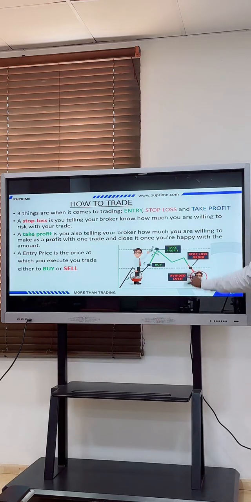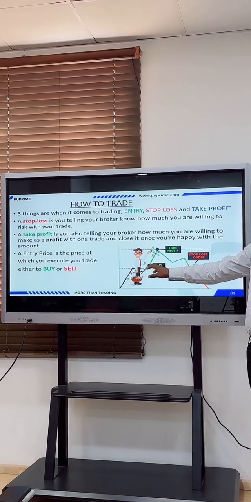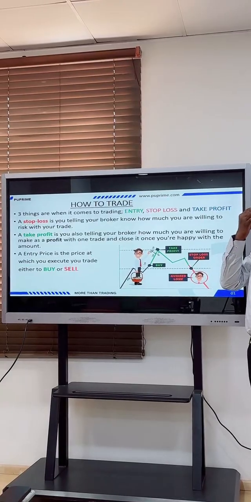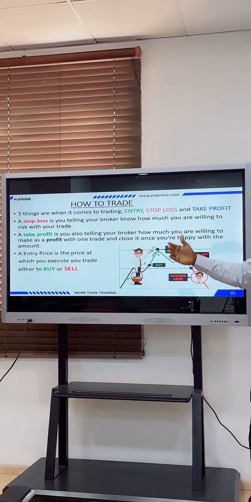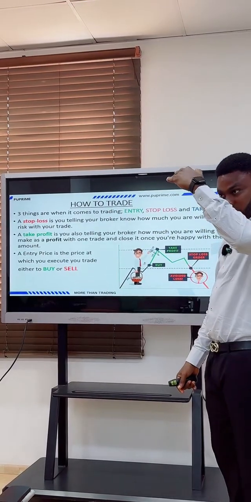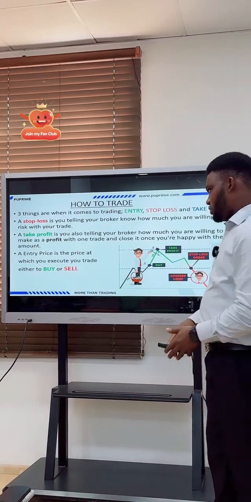Okay. So now this is just an example of a trade. We pick a buy here. Our stop loss is going to be below our buy. If we are taking a buy, our stop loss will be below it. If you are taking a sell, our stop loss is going to be above our sell. Now, why is it so?